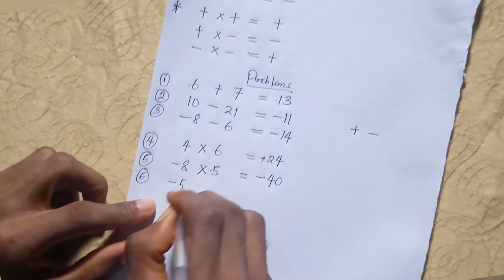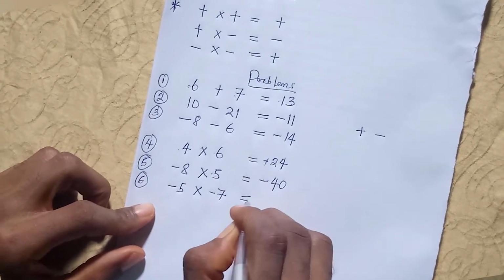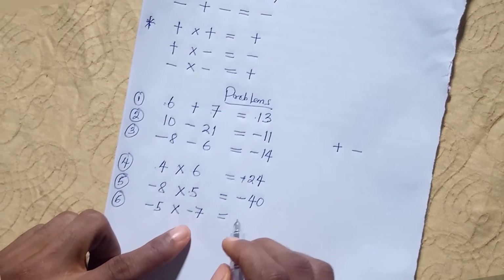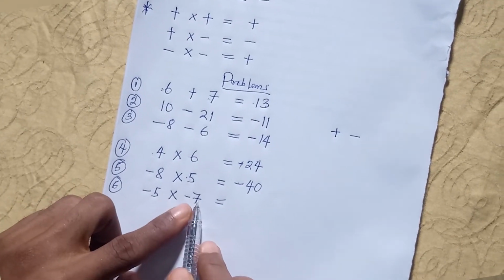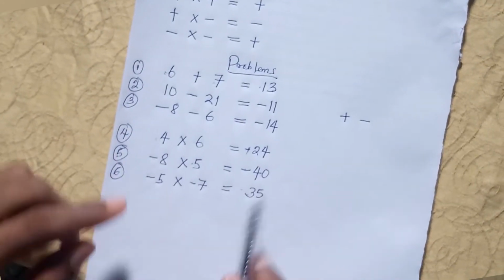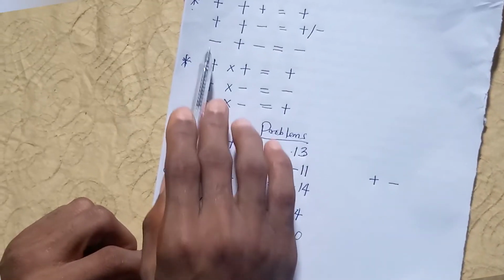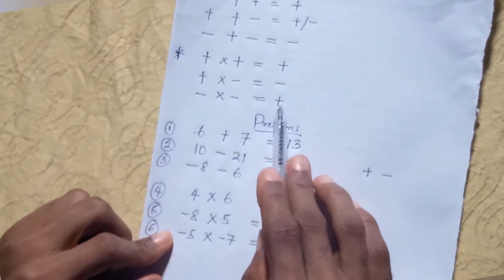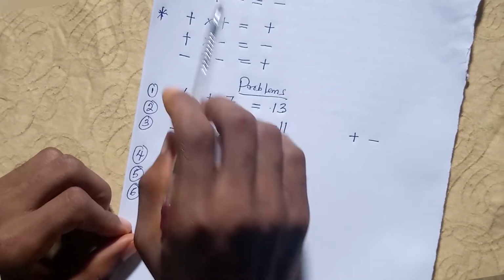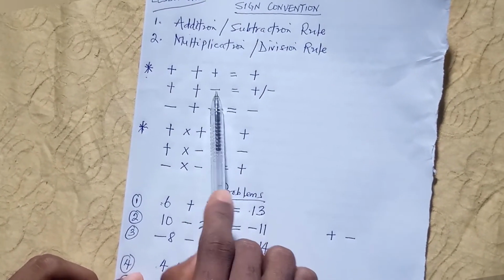Problem 6, still under the multiplication and division rule, we have both signs the same this time. We have minus 5 times minus 7. And that gives us, now watch, we have minus times minus, which is a plus. And then 5 times 7 gives us 35. So we have a plus 35. That settles the rule that says minus times minus is a plus. Minus times minus gives us a plus. That is the rule.